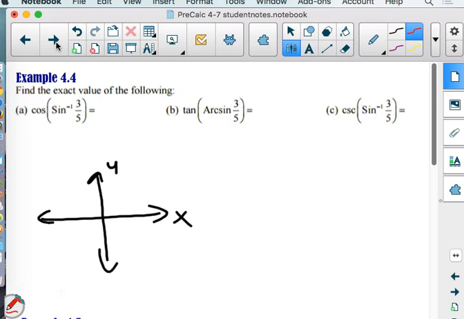Okay. So the inverse sine is 3/5. PVR for sine. What quadrant should we put that in? First. Alright, so there's my little angle theta right there. And it says the sine has to be 3/5. Sine is what?